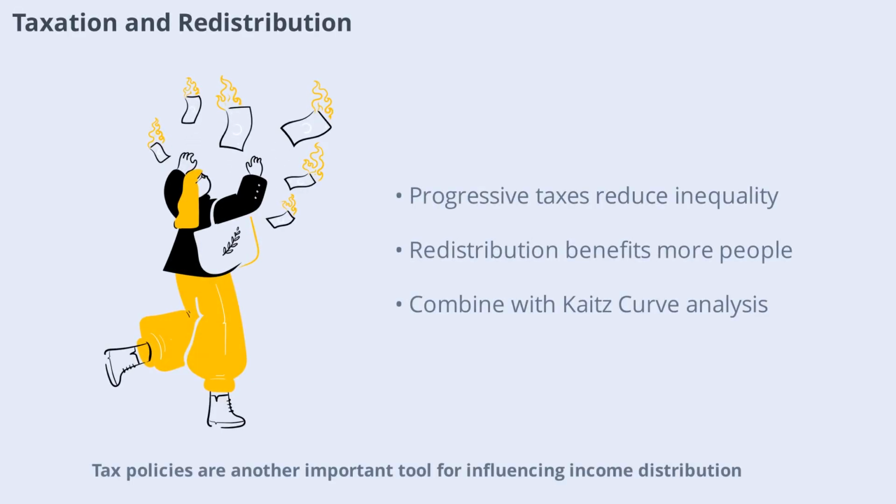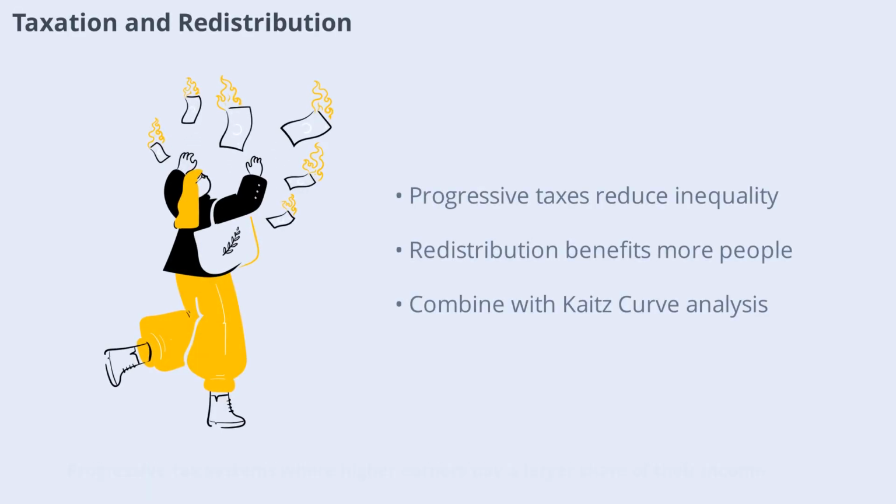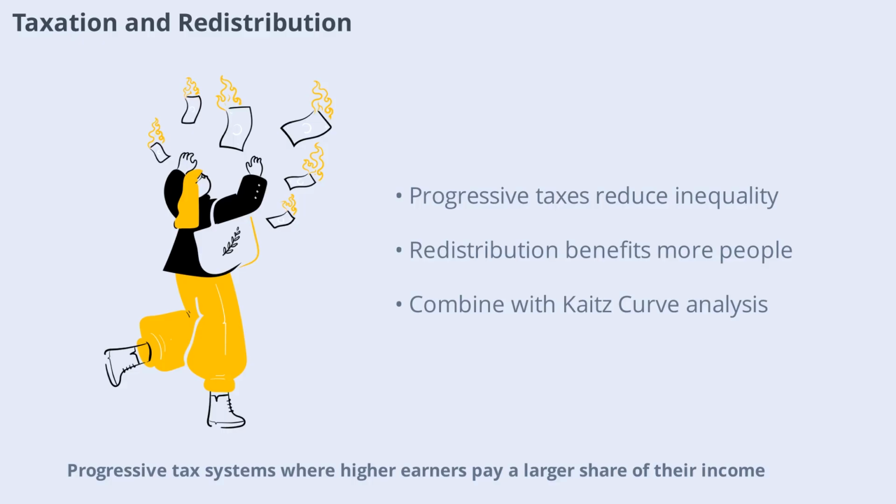Tax policies are another important tool for influencing income distribution. Progressive tax systems, where higher earners pay a larger share of their income, can help reduce inequality. Redistribution through taxes and transfers ensures that economic growth benefits a broader segment of society. The Kaitz curve can be used in conjunction with tax analysis to assess the overall impact of fiscal policy on income distribution.